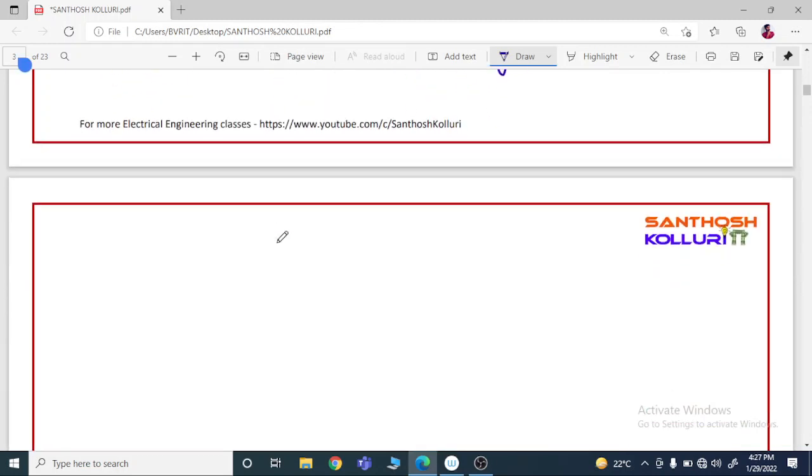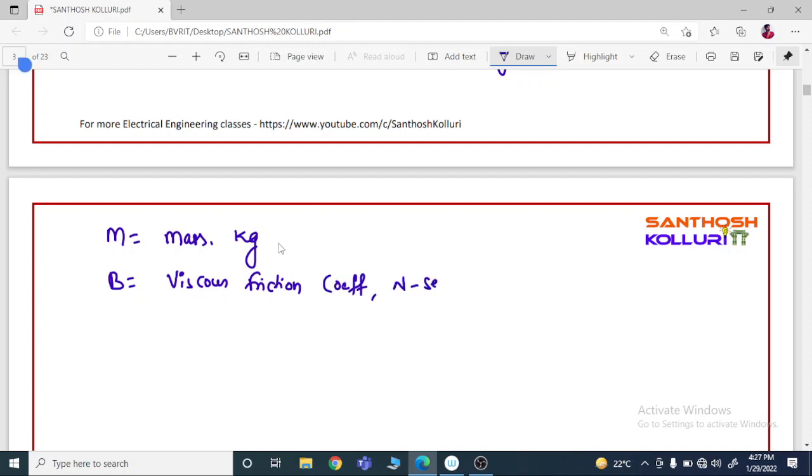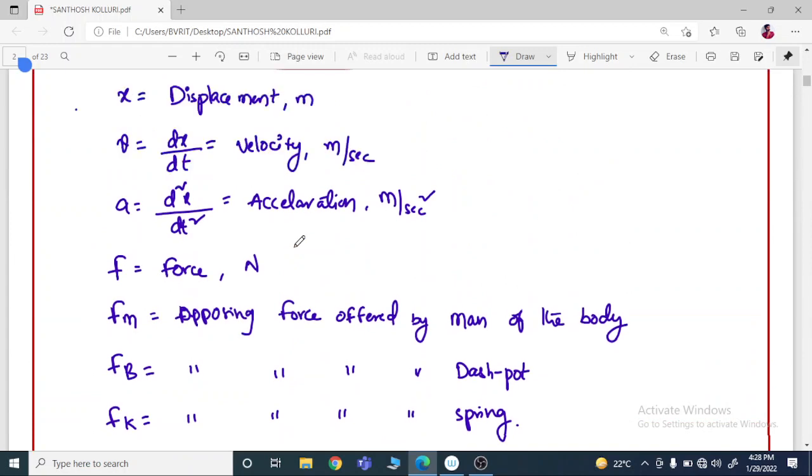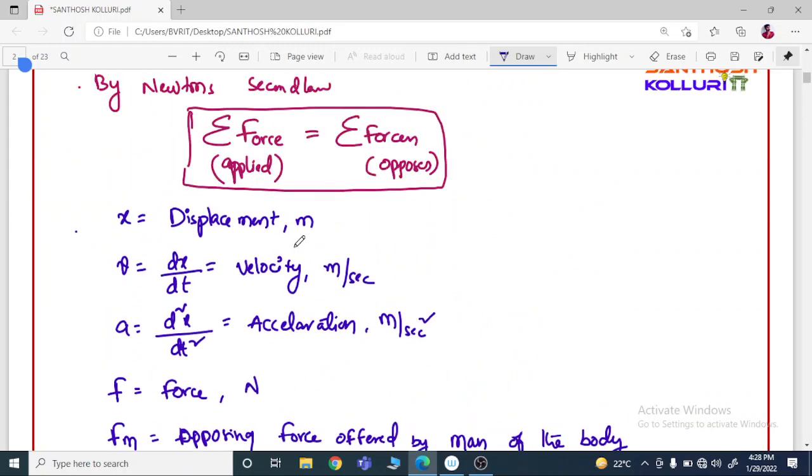Similarly, M is the mass of the body in kilograms, B is the viscous friction coefficient in Newton second per meter, and K is the stiffness of the spring in Newton per meter. These are the symbols useful in analyzing these mathematical models.